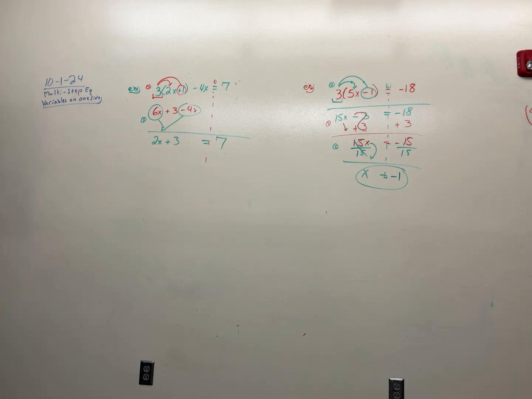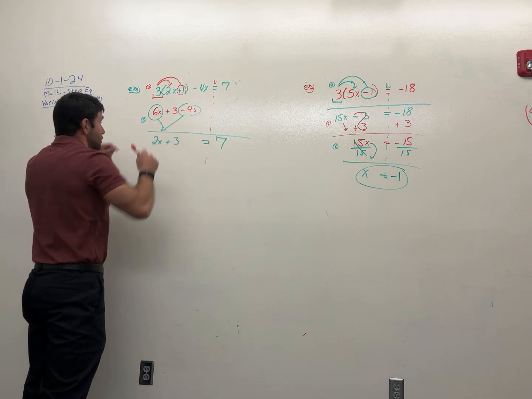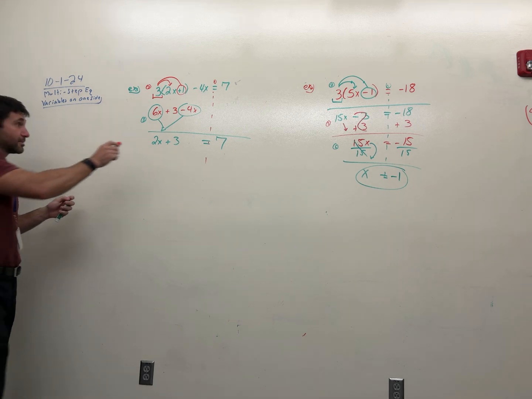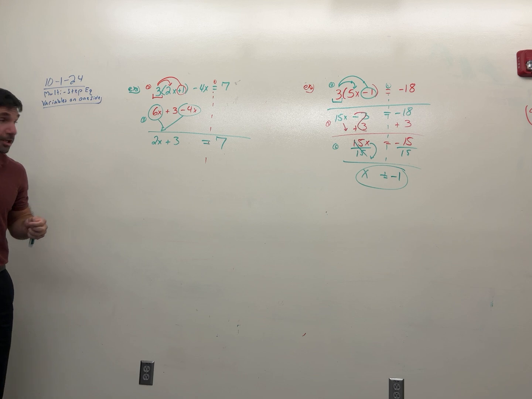Step 4. Go ahead. You look confused. Let me, where? No, I get it. Okay. 6x minus 4x, boom, 2x. So now step 4 says combine variables on opposite sides. 2x, no x's, don't have to worry about that. Combine constants on opposite sides.